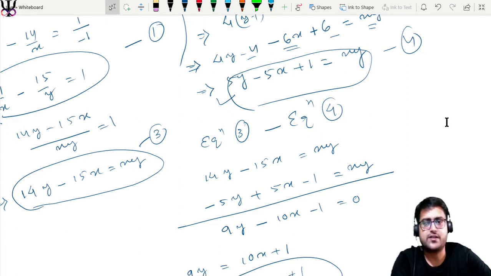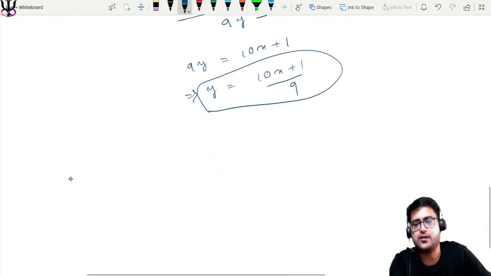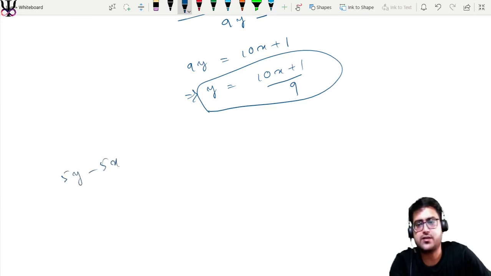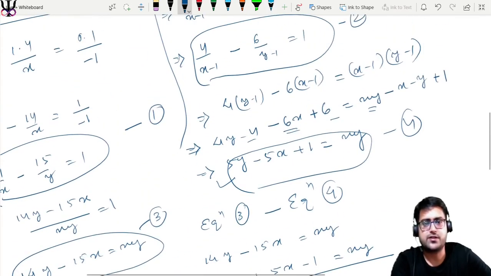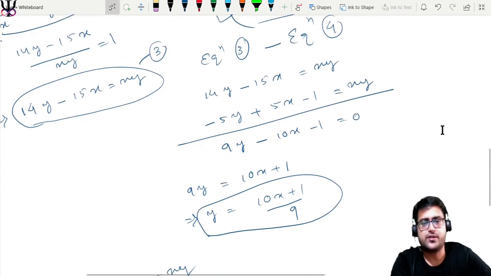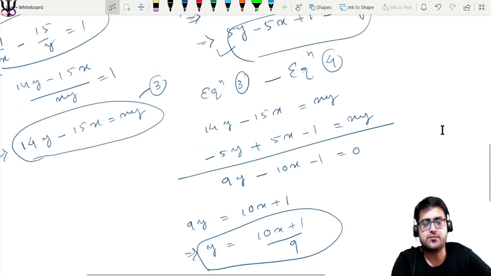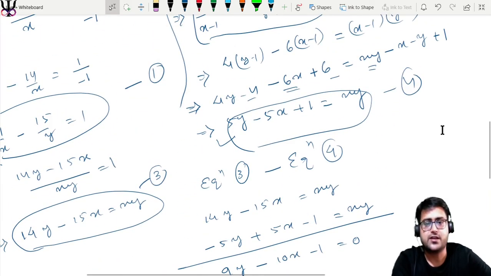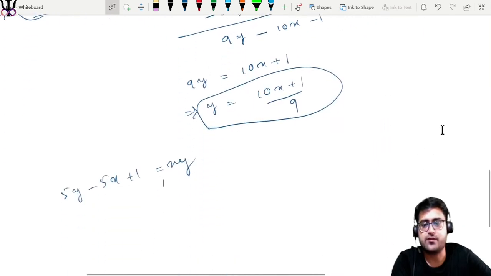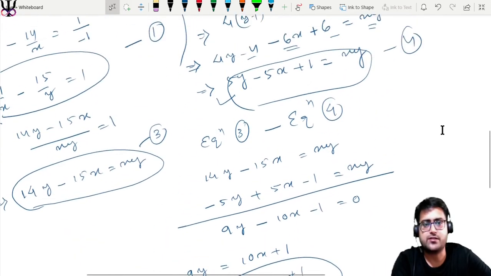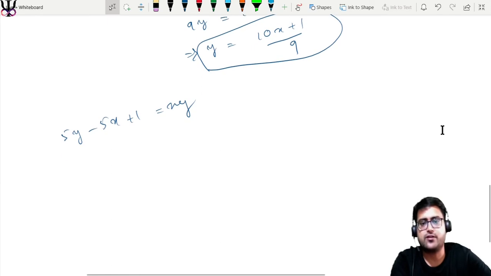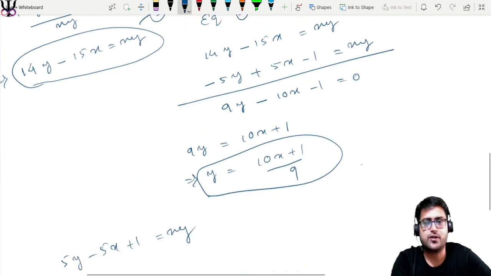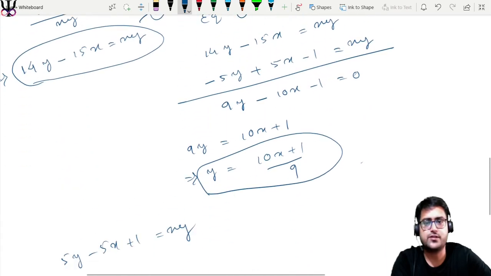5y minus 5x plus 1 is xy. So in this equation number 4, we substitute a value of x in terms of y. 5y minus 5x plus 1 is xy. Let's just verify. Then put in the value of y obtained here. Let us call that equation, which equation do we call it? We'll call it equation 5.